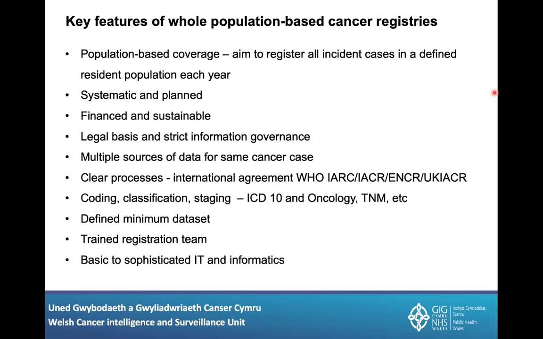So this slide shows you what some of the features are of a whole population-based cancer registry, and at WCISW in Public Health Wales, that's one of our core statutory functions, which is to compile such a registry. So we're aiming to register all the cases of cancer that occur in the resident population each year, because we're epidemiologists. The definition of resident population is important. We have a denominator. It's systematic, that's my job. And we exist on a statutory basis, and we do it every year in an organised fashion.